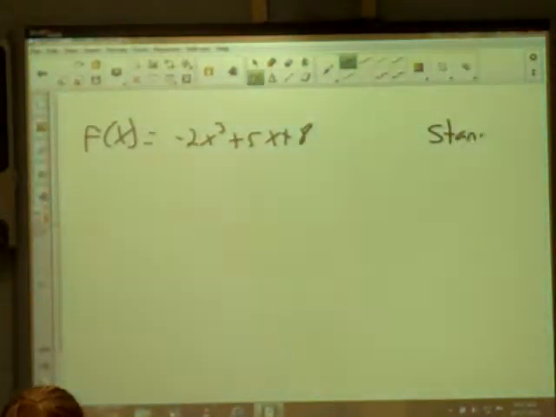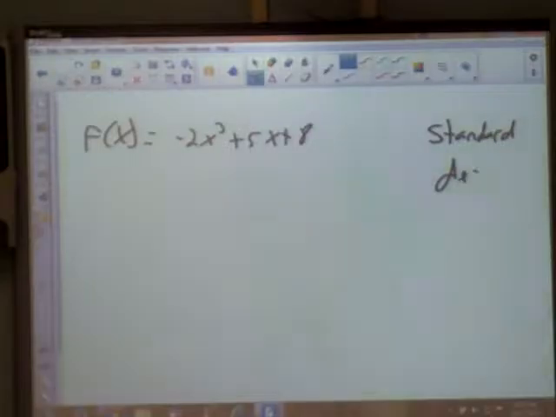So that's one of the things that we're going to be talking about, standard form. I'm going to tell its degree. That one might be a new one for some of us. And its type, what type of polynomial function it is, and its leading coefficient.